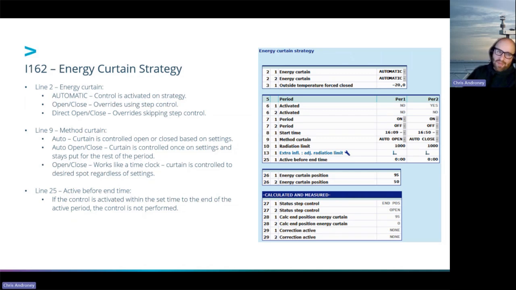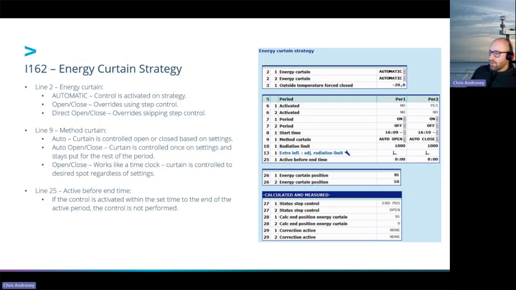Line number 9, our method curtain. There's a couple of different things you can use there as well. So auto. Once you have it set to auto, the curtain's allowed to be controlled open or close based off of the settings. Whatever settings you enter in, if the settings become true, then the curtain can close. If those settings are no longer true, then the curtain can open.